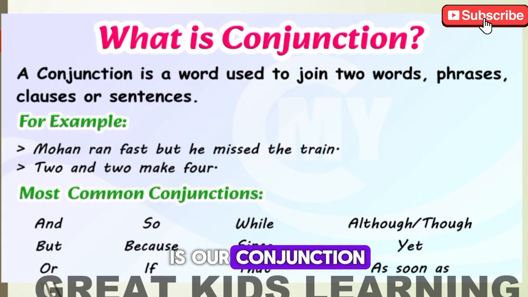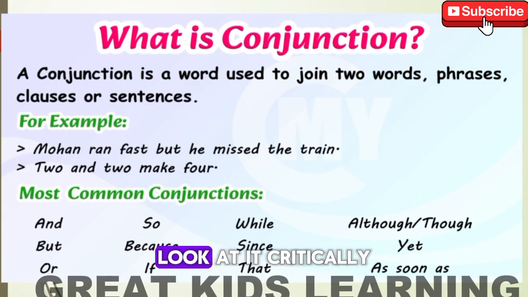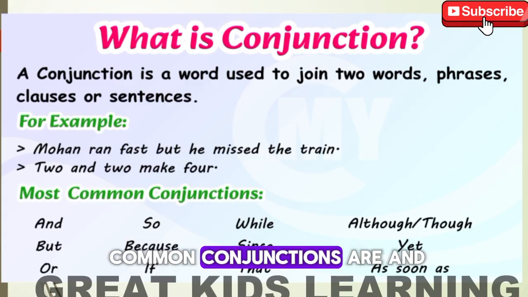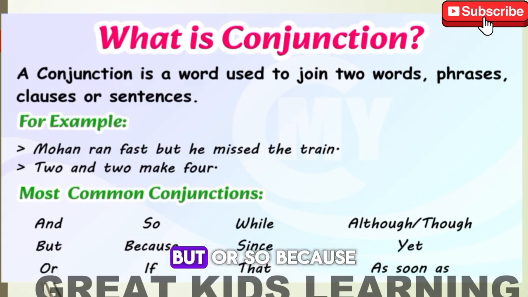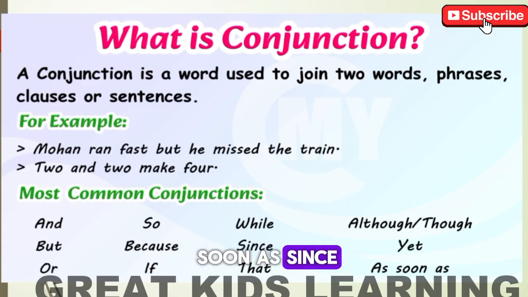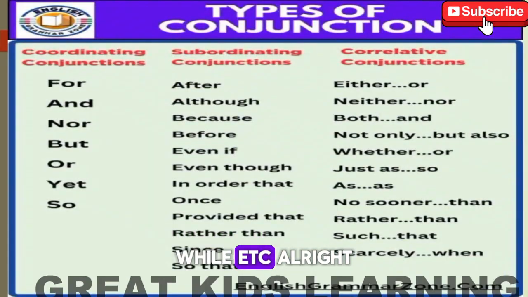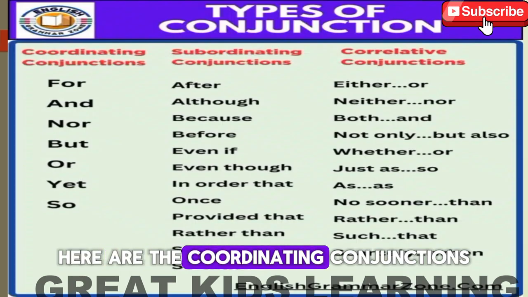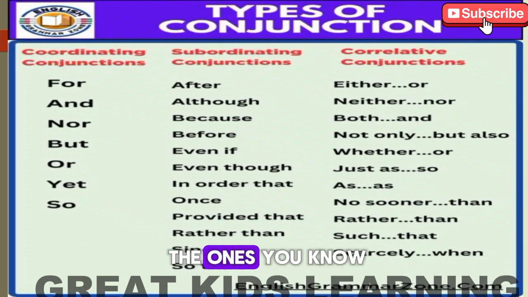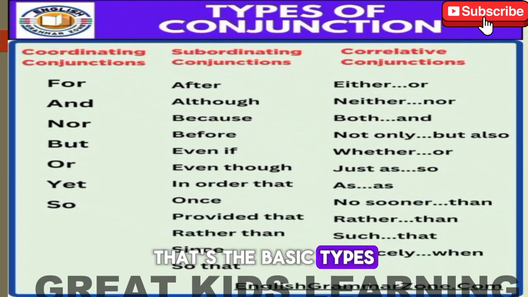Two and two make four. Where is our conjunction? Look at it critically. Okay, "and." Thank you. Most common conjunctions are and, but, or, so, because, if, although, yet, as soon as, since, while, etc. So we have so many types of conjunctions. Here they are. Coordinating conjunctions. Of course, those are the ones you know. These are the basic types of conjunctions.